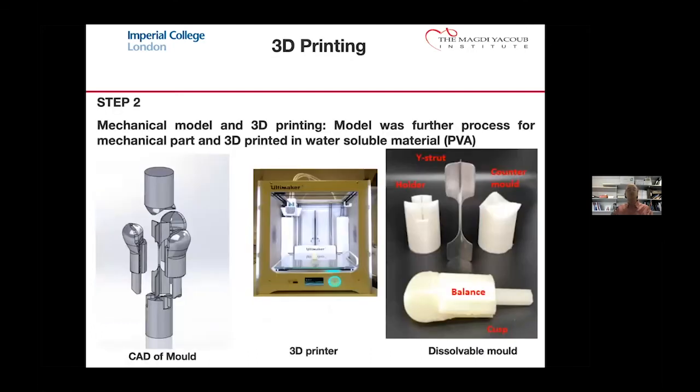The next step in this process is to make this model into a computer-aided design 3D model of the valve, where the individual components can then be 3D printed to produce a series of molds and dividers that allow us to spray our scaffold material onto these molds.